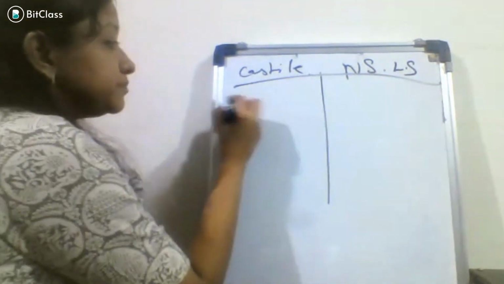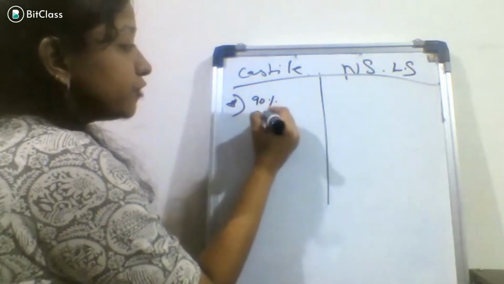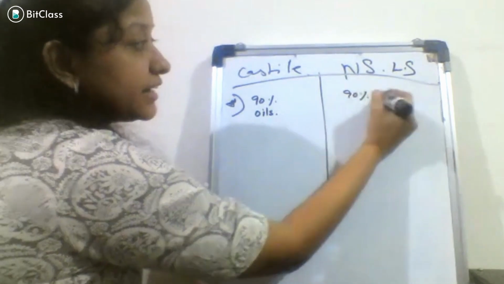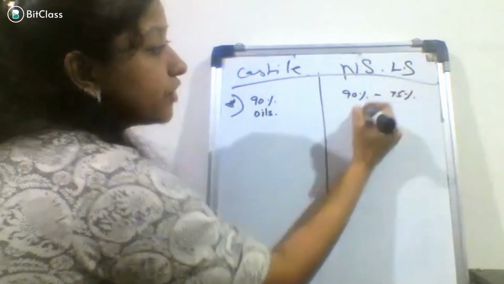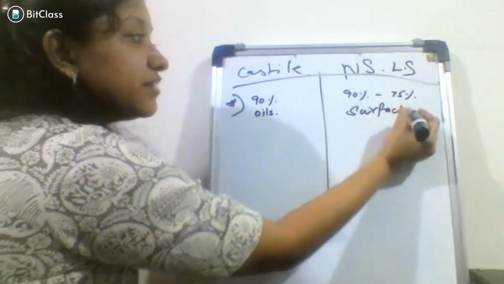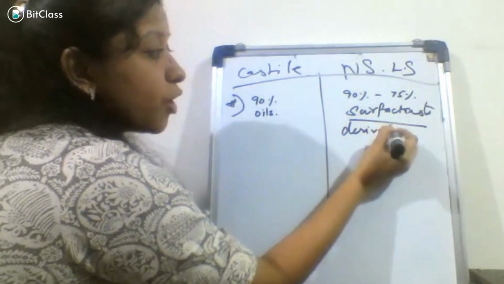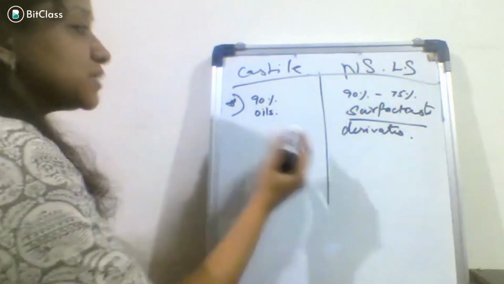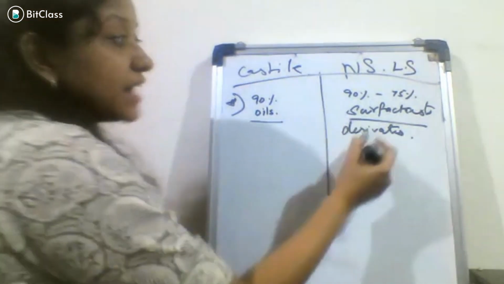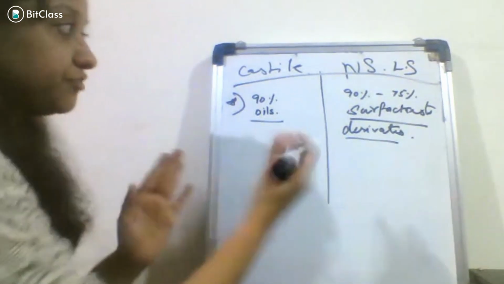First one, this Castile soap is 90% made out of oils. Here we use 75 to 90% of surfactants. These are derivatives of oils, not direct oils. So when oil comes into direct contact, how much goodness you get, and when derivatives of oils come, how much goodness you might get. That difference you have to see.